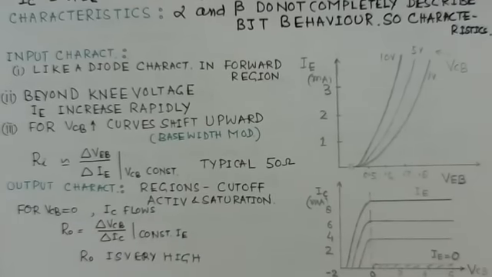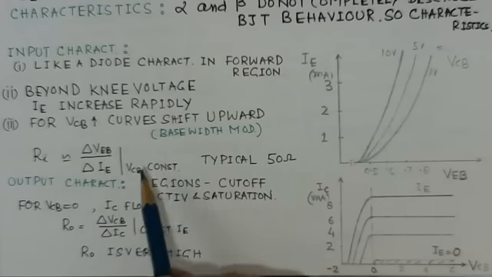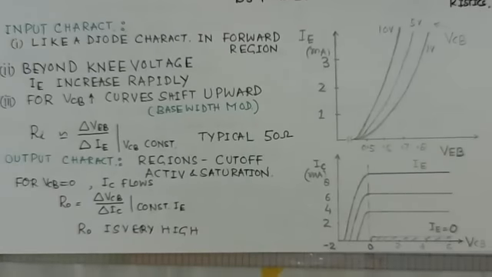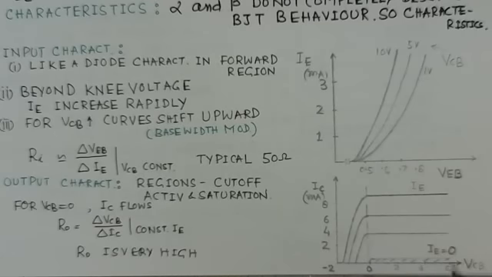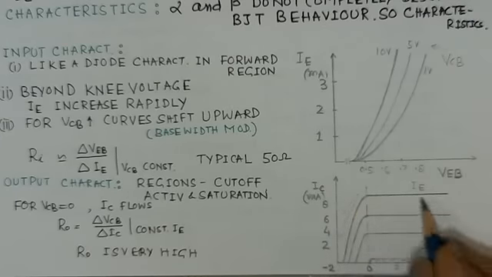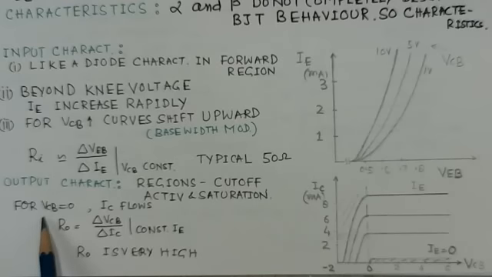We can see the output characteristics for the common base configuration. We notice here the three regions of operation for this circuit. This is the cutoff region, the region indicated here is the saturation region, and the region here is the active region. So there are three regions of operation here. And for VCB equal to 0, what we observe is that even for VCB equal to 0, the current is still flowing, and there's something unique here.